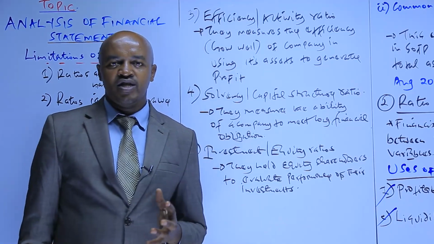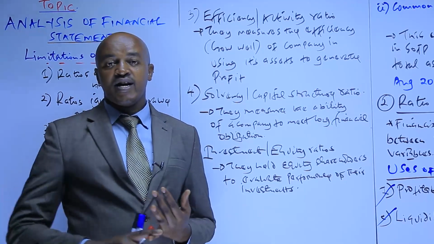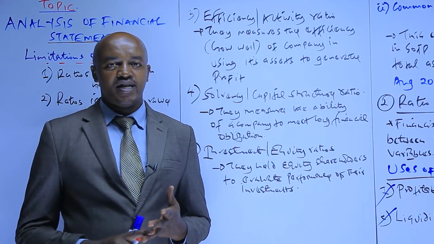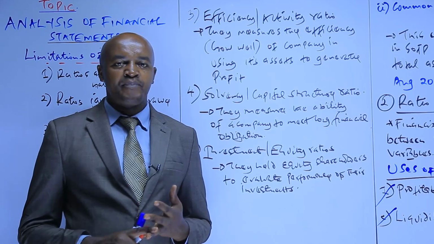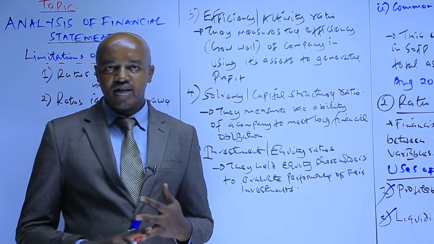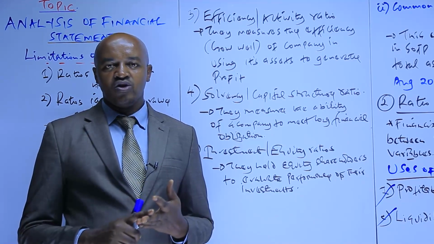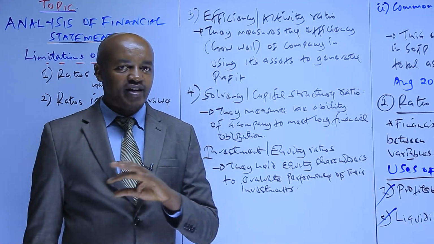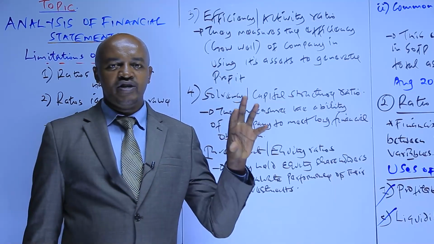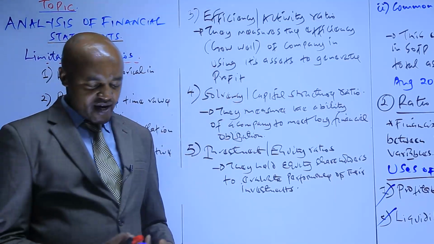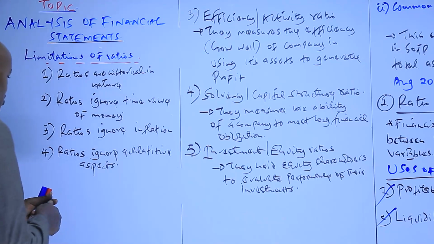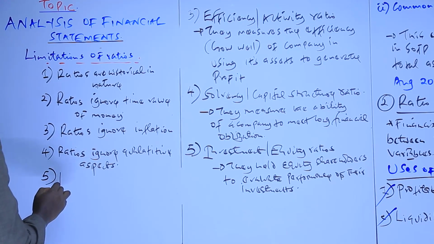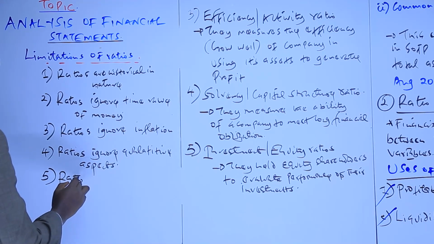When we talk about the qualitative aspect of the company, we are talking of aspects such as customer satisfaction. We are talking of aspects such as what? Maybe the quality of a product and also the services. We're also talking of maybe the quality of management. So the ratios computed do not give any information about all those qualitative aspects. That is the other limitation of what? Of ratios. On the other hand, number 5, we say ratios are subjective.